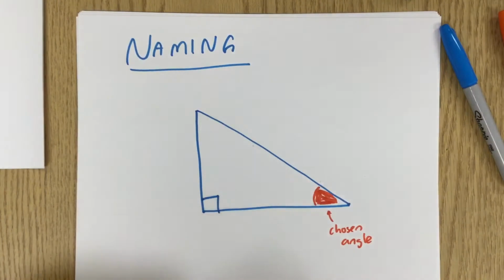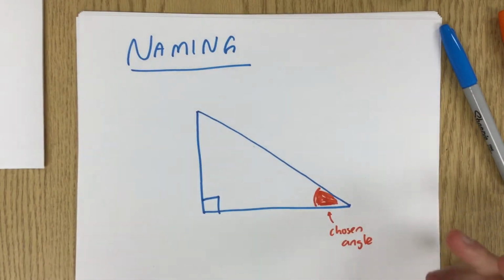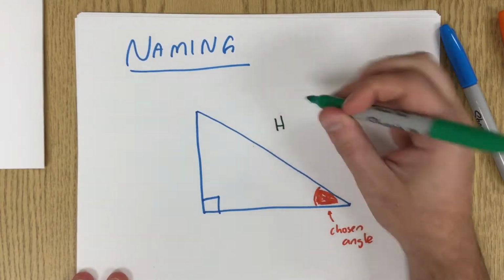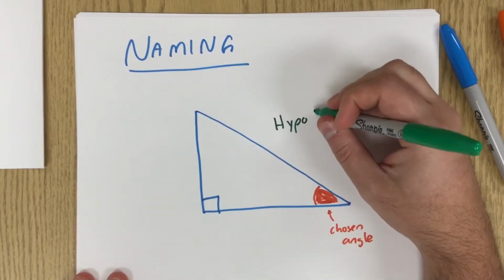And now we're going to name some sides. Now one side we already know is the name of this one over here. So this is the hypotenuse. So when you have a right angle triangle, the side that's across from the 90-degree angle is the hypotenuse.